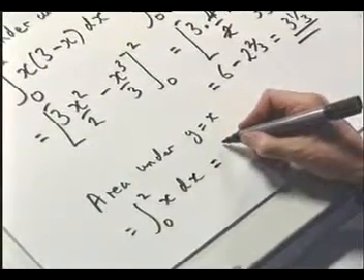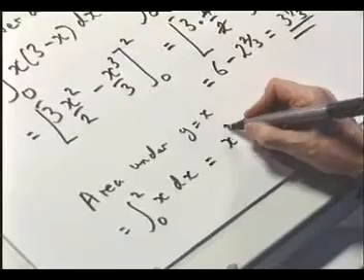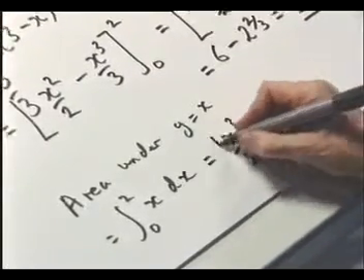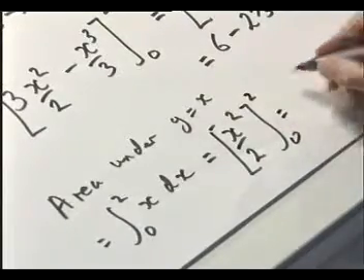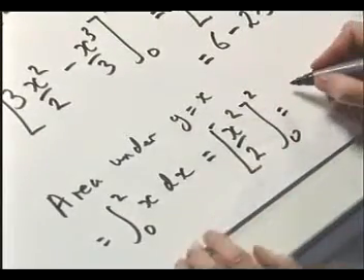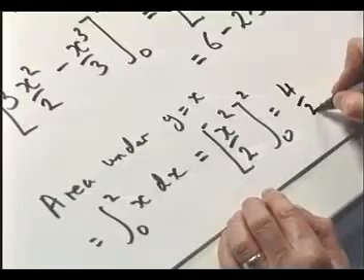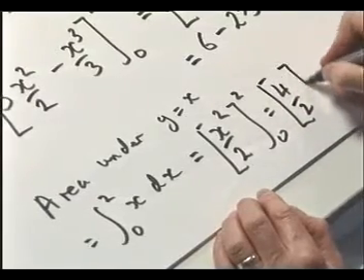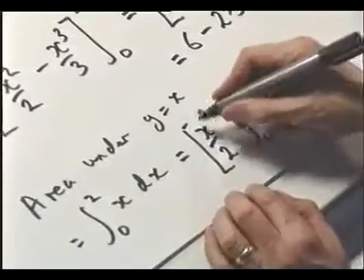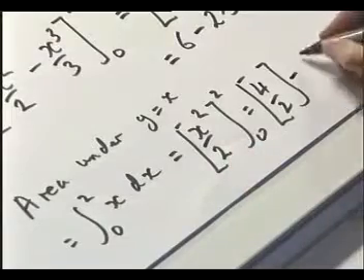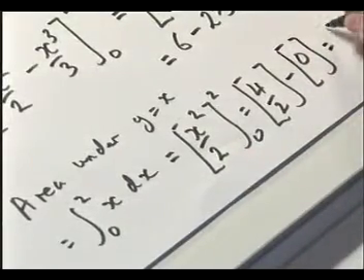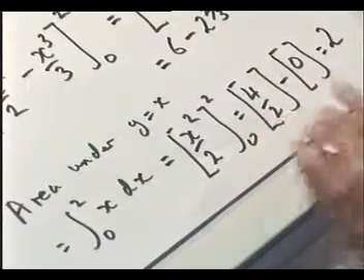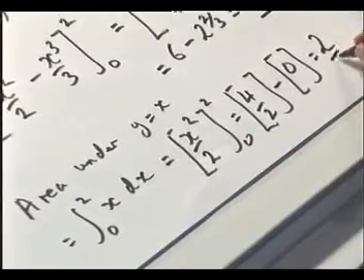equals the integral of x, which is just x squared over 2, between 0 and 2. Substitute in the 2. 2 twos are 4 over 2. Minus, put the 0 in, and the x squared over 2 gives us 0. And so we've just got 2. 2's into 4 goes 2, nothing there.